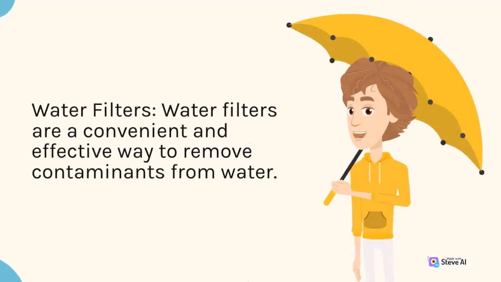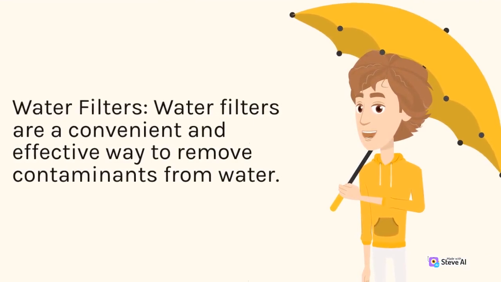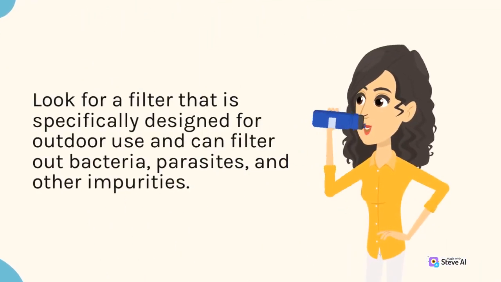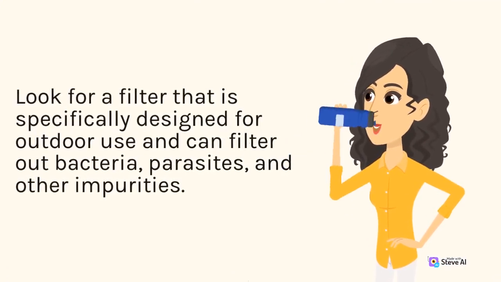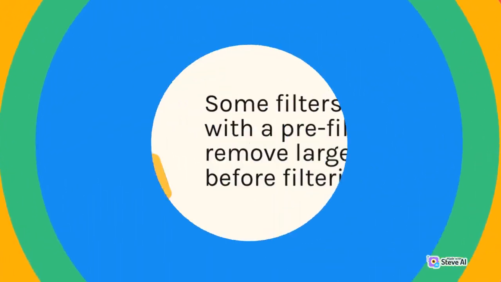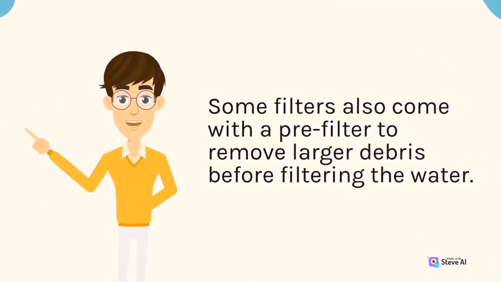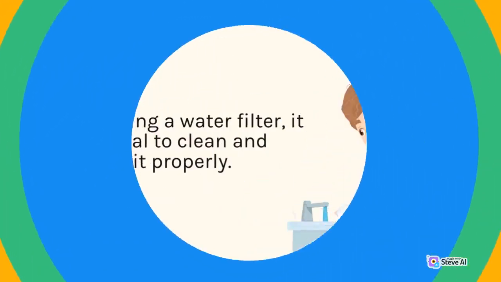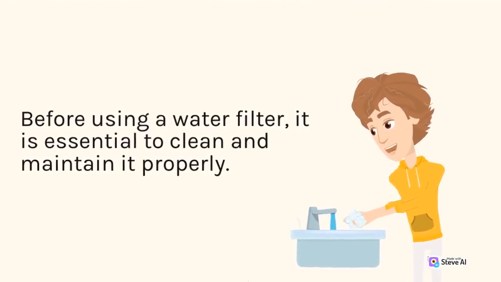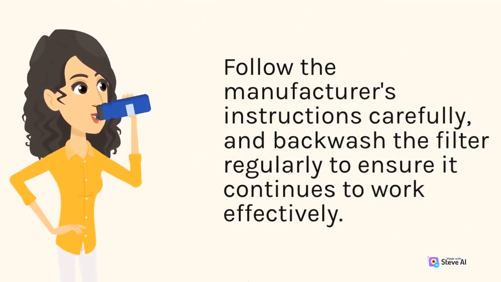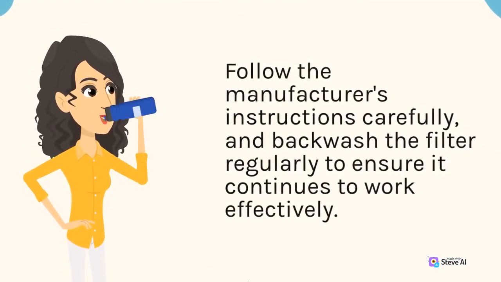Water filters. Water filters are a convenient and effective way to remove contaminants from water. Look for a filter that is specifically designed for outdoor use and can filter out bacteria, parasites, and other impurities. Some filters also come with a pre-filter to remove larger debris before filtering the water. Before using a water filter, it is essential to clean and maintain it properly. Follow the manufacturer's instructions carefully, and backwash the filter regularly to ensure it continues to work effectively.